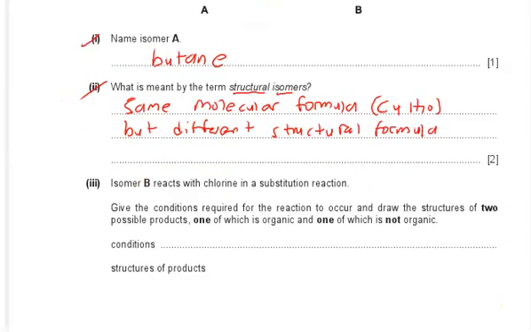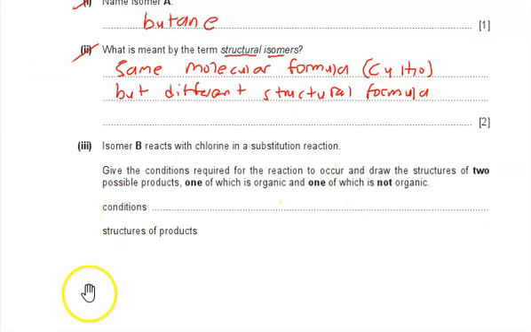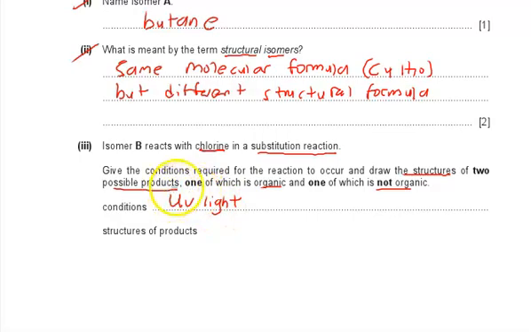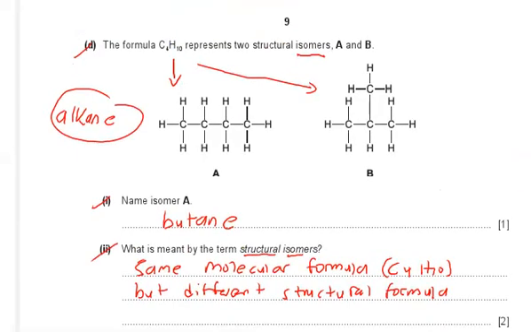Next one. Okay, isomer B reacts with chlorine in a substitution reaction. Give the condition required for the reaction to occur and draw the structures of 2 possible products, one of which is organic and one of which is not organic. So the condition for the substitution reaction is that it must be exposed to UV light. So isomer B, let us look at isomer B now.